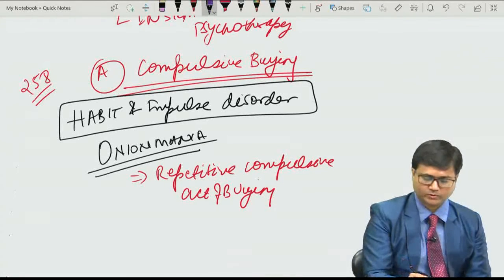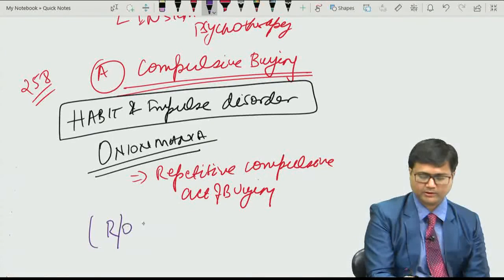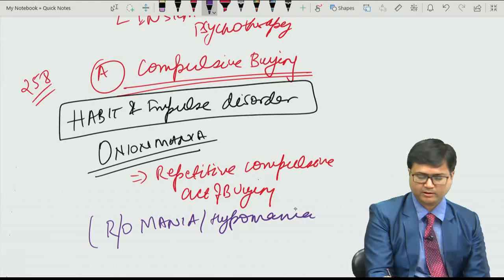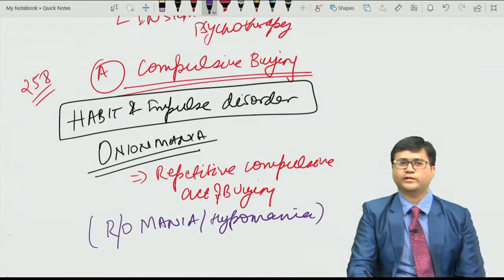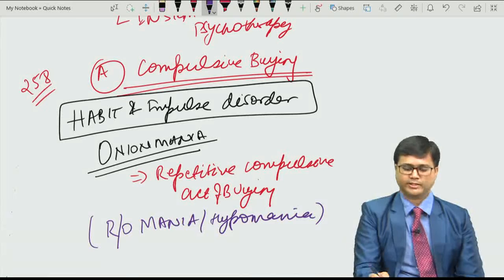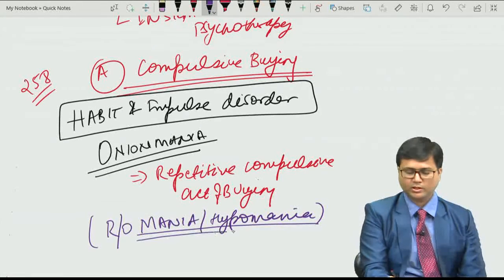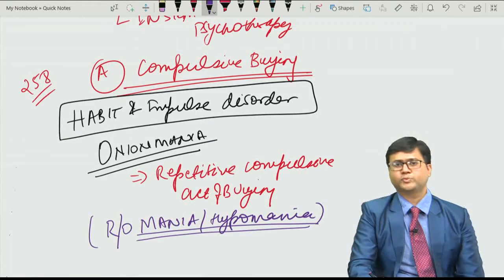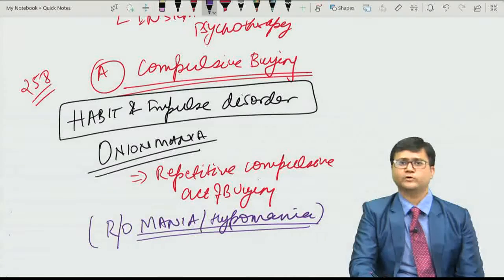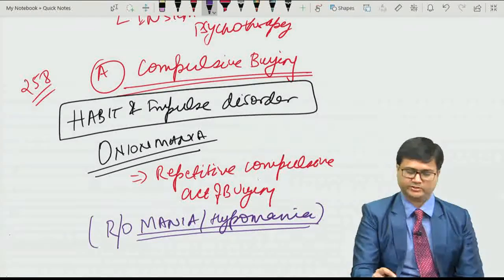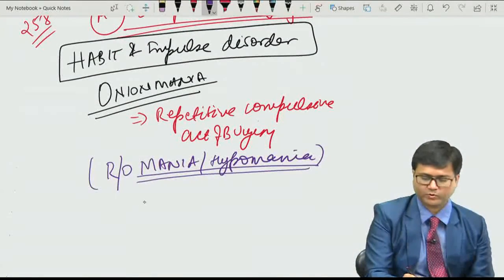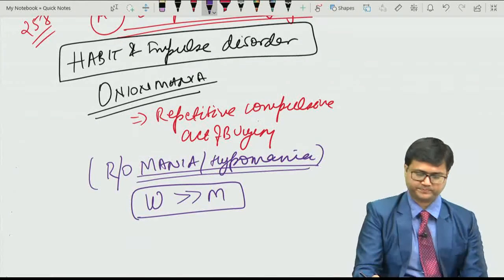Now one needs to rule out mania or hypomania before diagnosing oniomania, because in mania and hypomania also the person may have a spree of spending a lot of money on buying certain expensive things. Now this is more seen in women than in men.